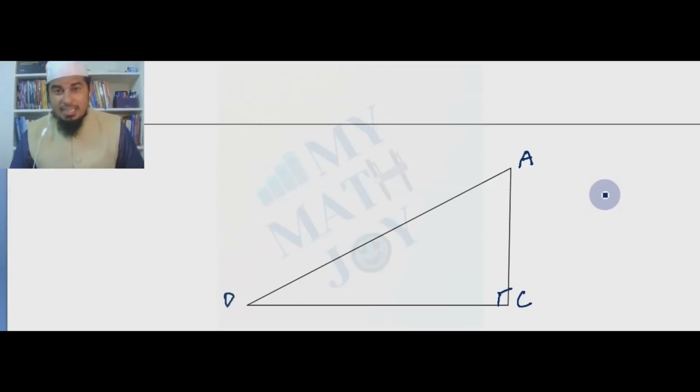In cosecant theta, it should be hypotenuse by opposite side of theta. What should be secant theta? Hypotenuse divided by adjacent side of theta. And what should be cot theta? It should be adjacent side of theta by opposite side of theta. So in this way, let us see now what should be where I am keeping a theta.